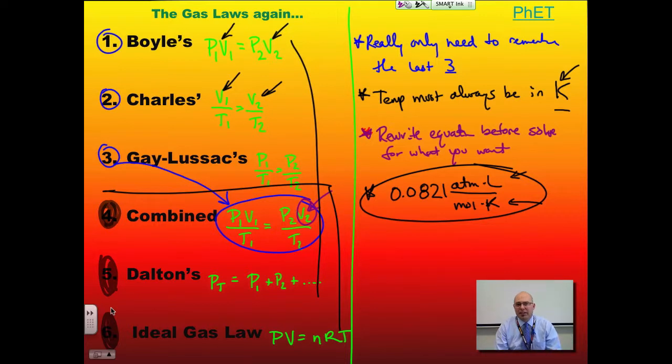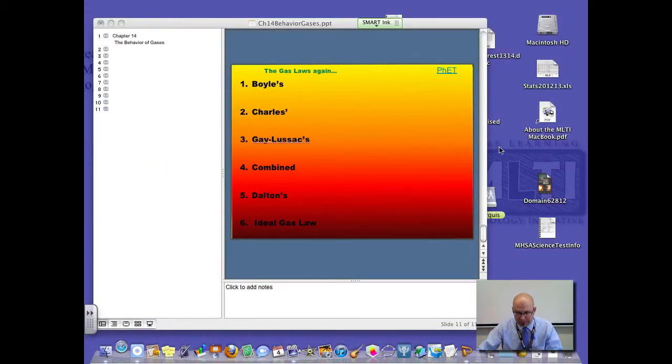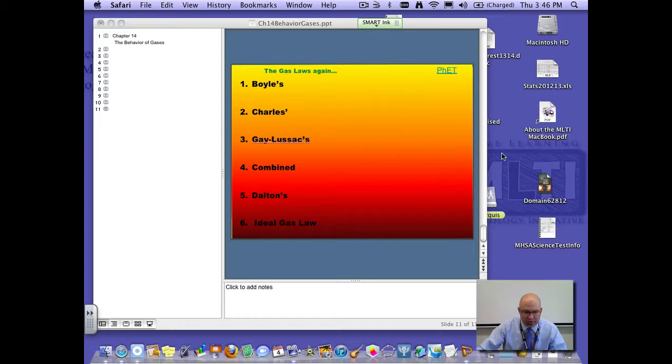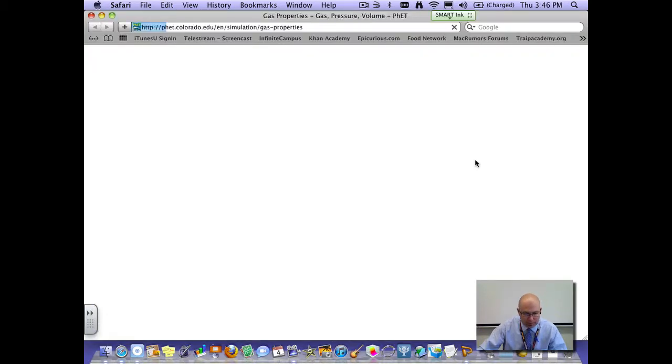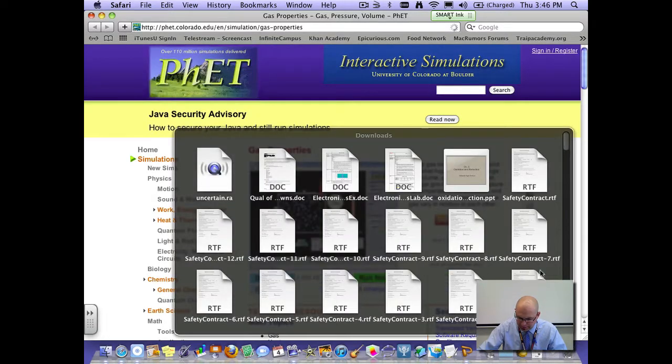But there are your laws. That's a little bit about our gas laws. I have a little simulation. Let's see if this loads. Hope it does. This is from PhET, at the University of Colorado, phet.colorado.edu. It's a kind of cool little simulation. I downloaded it earlier. Let's see if I can find it.